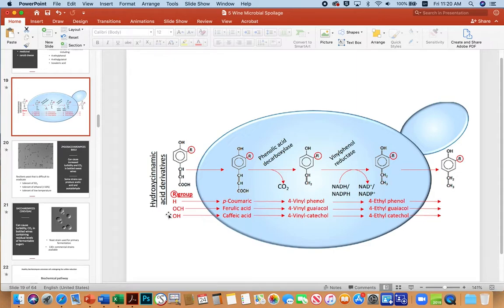But again, the sensory level for these things is really low. For 4-EG, it's about 300 micrograms per liter before you can start smelling the smoke and cloves. And 4-EP is about, I don't know, maybe 600 micrograms per liter before you can start smelling the medicinal Band-Aid smell. It also depends on the wine and so forth, because these thresholds can be lower or higher depending on the wine.